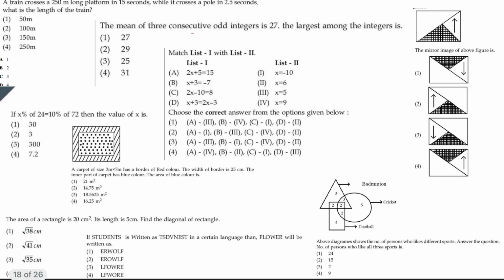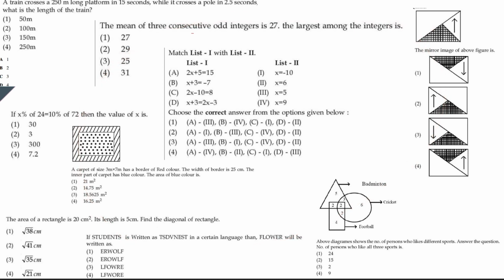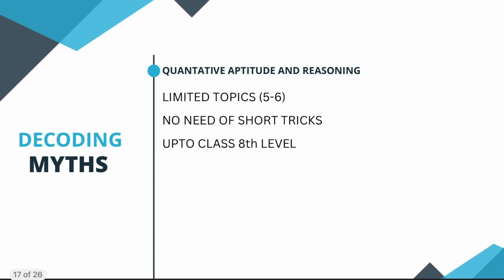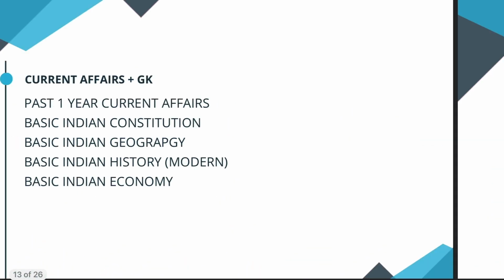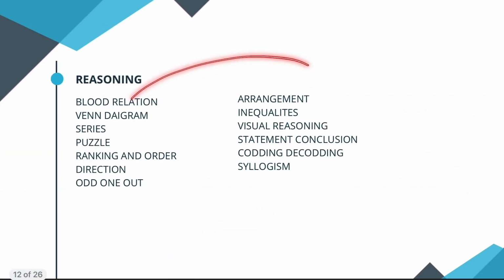You can see again, after analyzing all the papers of the previous years, in this slide itself you can see there are 10 questions. All the 10 questions are from different topics. I can show you 10 more topics if you want, but these are enough to show that it is a myth that you just cover 5-6 topics and you will crack this examination. That's not the case. There is a reason why I have mentioned all these topics for quant and all these topics for reasoning, that these are highly relevant for the examination.